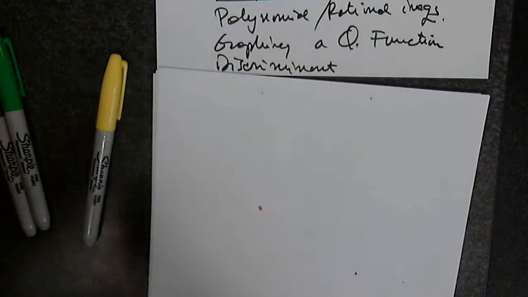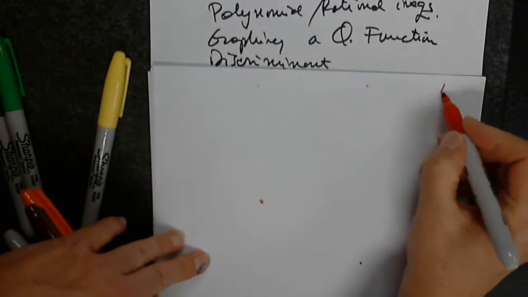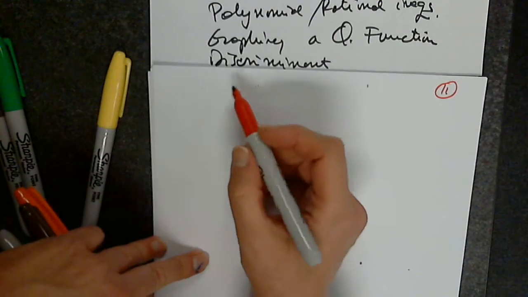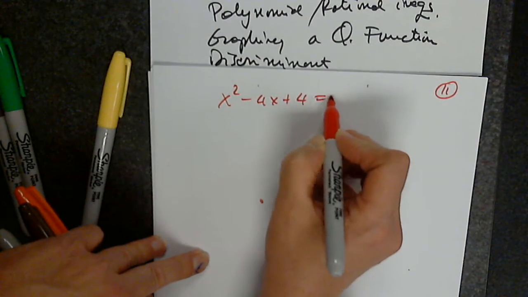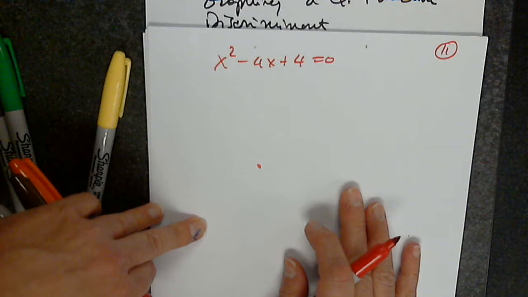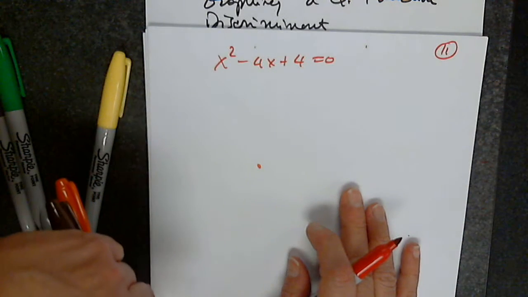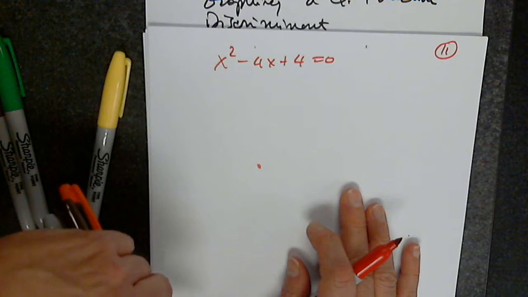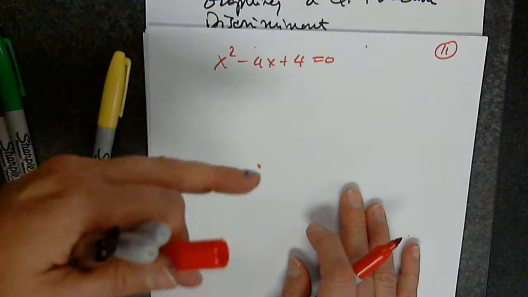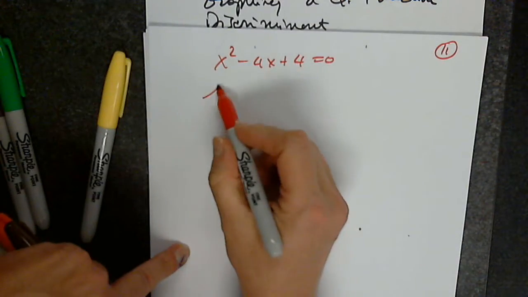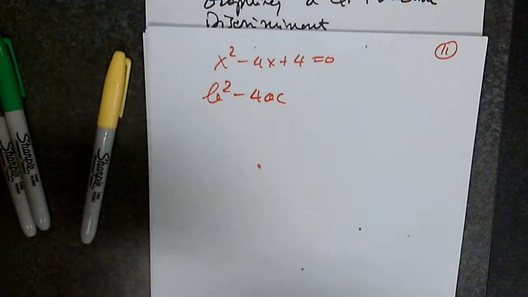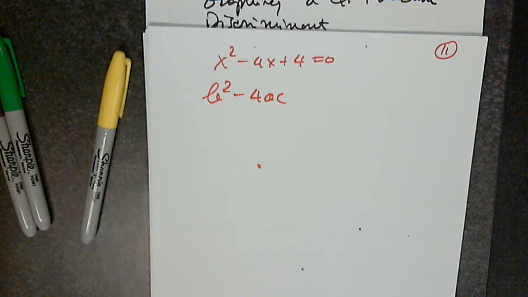So let's talk about the discriminant. You can get a question something like, do not solve the equation. Do not solve, but determine the discriminant and state how many solutions the equation will have. So don't solve. No, you have to find the discriminant. You don't know till you find it. The discriminant is b squared minus 4ac. It's what is under the square root in the quadratic formula. So that's the discriminant. You don't know yet. You have to calculate it.